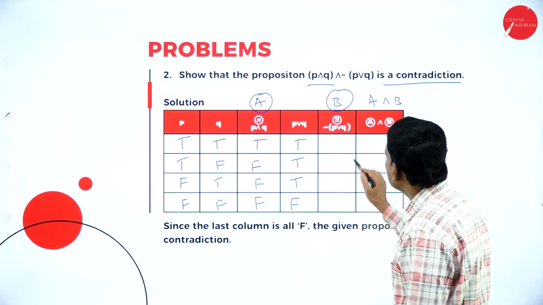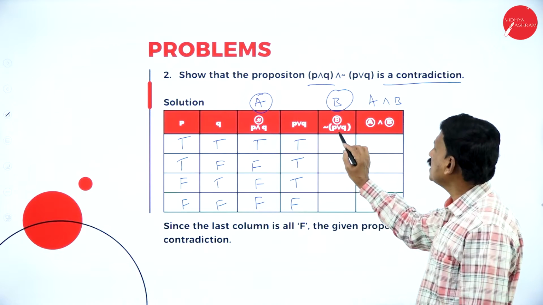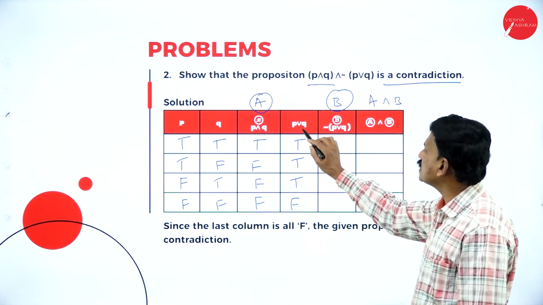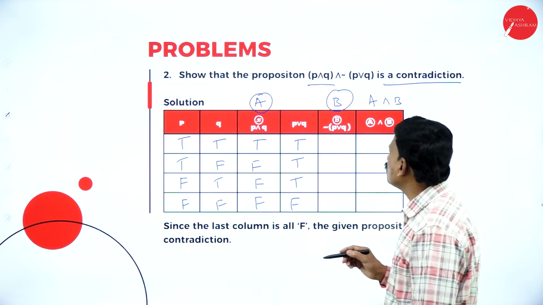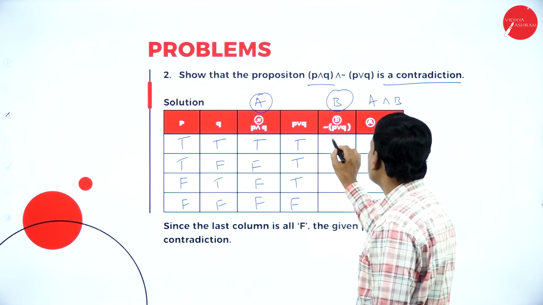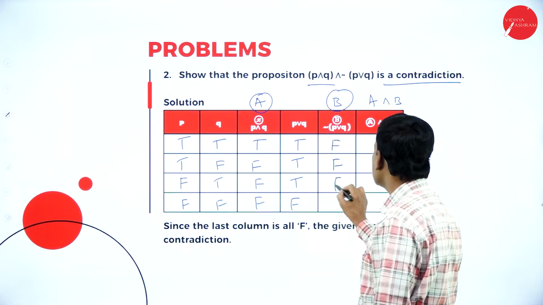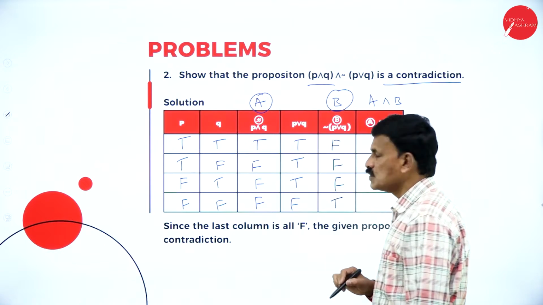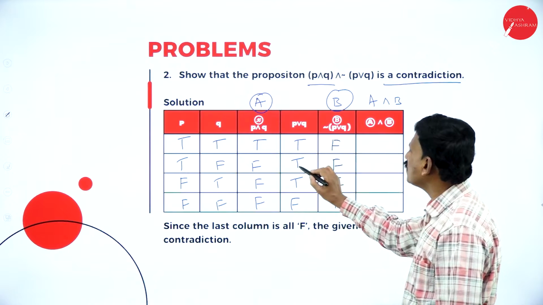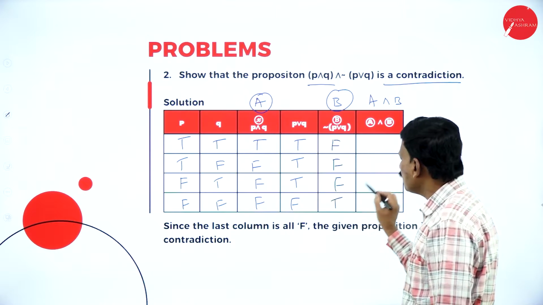Now, what to write? Then the negation of this one. So, write down the negation for P disjunction Q. For T it is F. For T it is F. For T it is F. For F it is true.